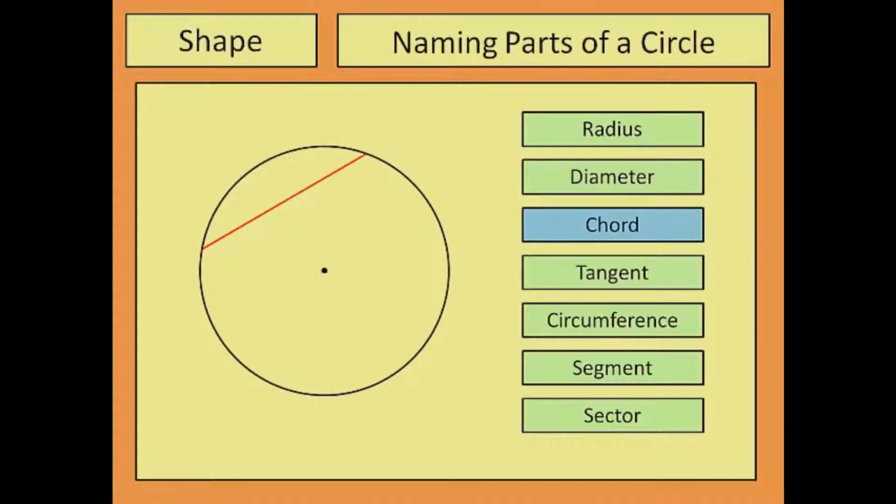A chord then. Now a chord is sort of like a diameter because it goes from one edge of the circle to another edge, but it specifically does not go through the middle. That would be a diameter. So this chord goes from one edge to another edge, but not through the middle, as do each of these. You could think of a diameter as a special version of a chord because it does go through the center.